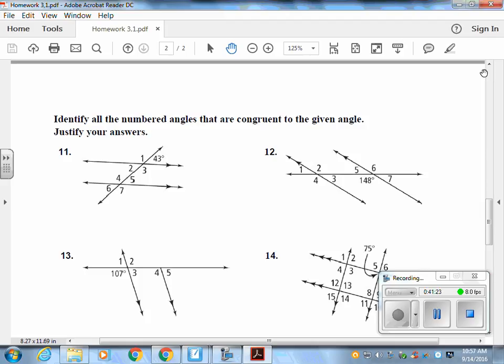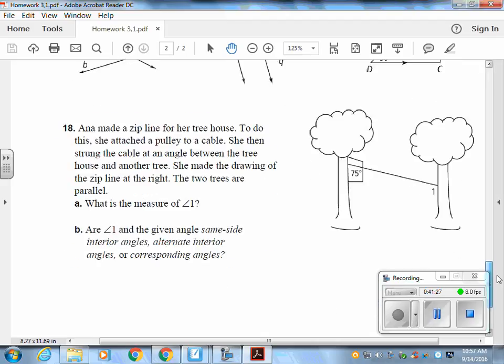All right? So, how many questions is this whole thing again? 13. But some of them are just look at it and say, is it what number?